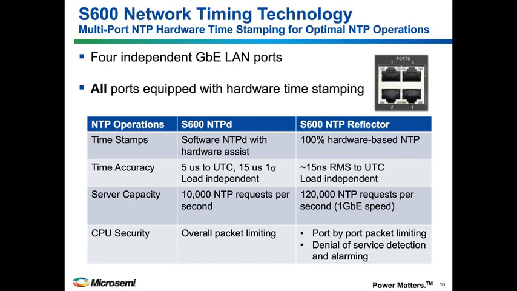The thing that's really interesting here, though, is this NTP reflector. This is a brand new technology in an enterprise NTP class time server, and the NTP is 100% hardware-based. So the accuracy, of course, matches the accuracy of the clock, 15 nanoseconds. And the thing that's kind of amusing is the server capacity is 120,000 NTP requests per second. That's kind of like me telling you that you have a 100,000 horsepower engine in your car, right? You really don't need it, because that's huge capacity. It just happens to be the capacity you can get at 1 gigabit, all right?